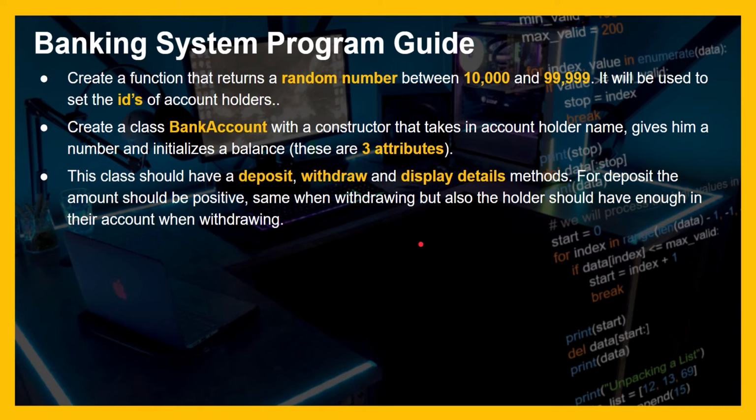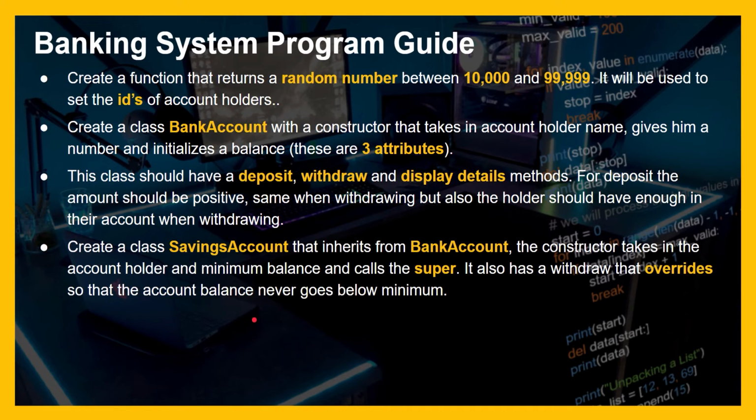This class should have a deposit, withdraw, and the display details method. For deposit, the amount should be positive, same when withdrawing, but also the holder should have enough in their account when they are withdrawing. So these are three simple operations for a bank. You can deposit, you can withdraw, and you can also display all the details about your account, like your name. You display all three attributes of a bank account.